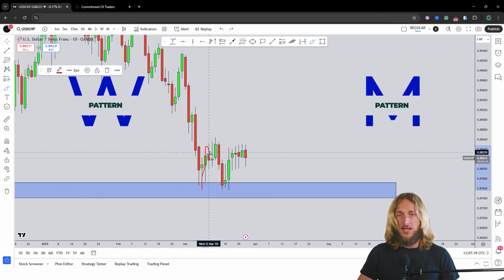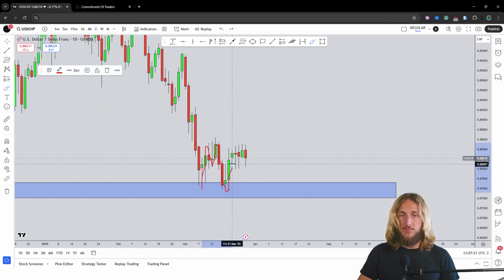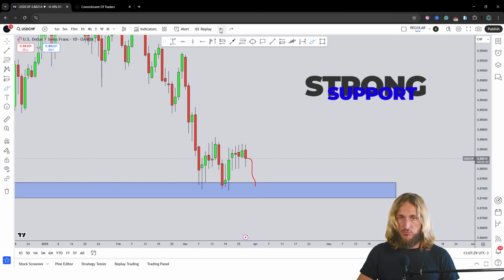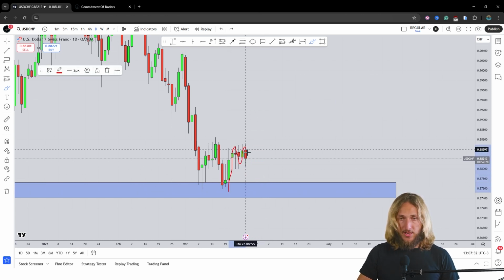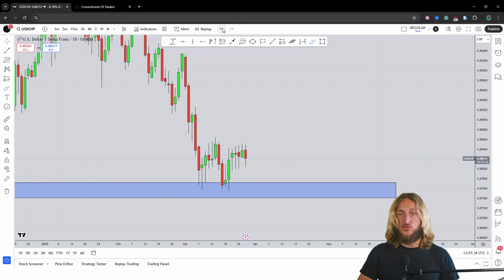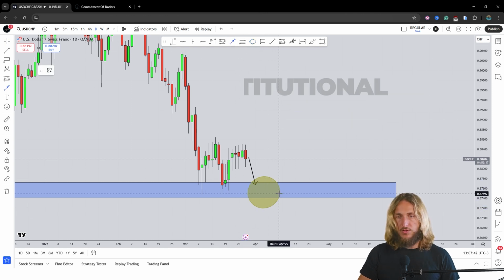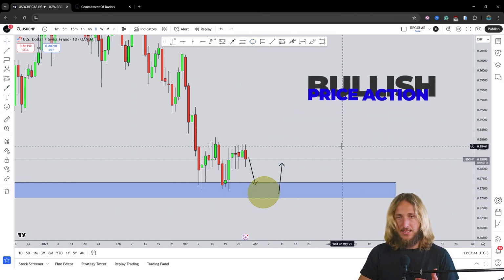We can see, in fact, here how this M pattern completed perfectly at the neckline. And at the moment, if the market from here will go and test again this strong weekly demand and support zone, we will have another M pattern testing that strong weekly demand and support area, which could easily bring more institutional longing, which at that point could further increase the probabilities of a potential rejection to the upside away from this area.